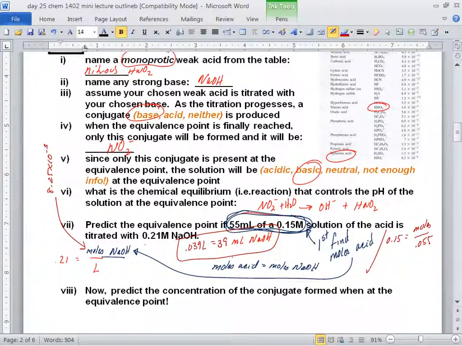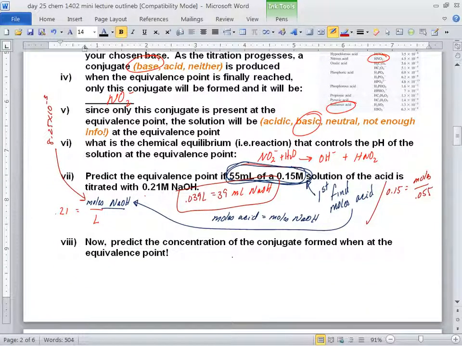Okay. One last step. I added this. You don't have this in your handout. You might as well just finish it. Now, predict the concentration of the conjugate formed at the equivalence point. So we are calculating the concentration of what? What do I put in the brackets? What are we looking for? What conjugate are we trying to find? What's formed at the equivalence point? The base, which is NO2 with a negative. So this is what we're trying to find.